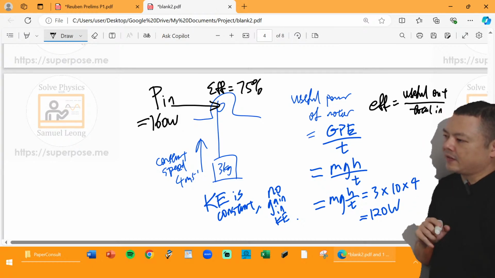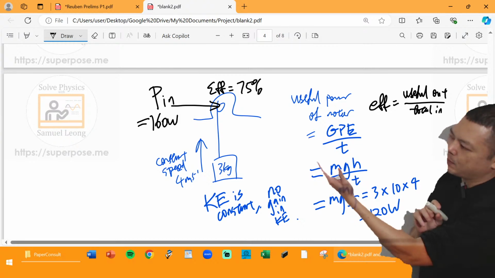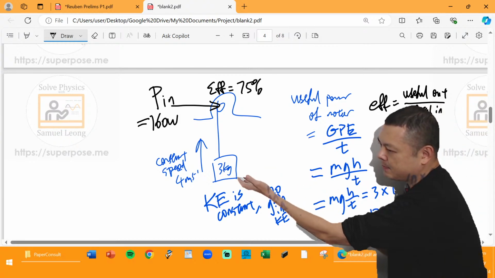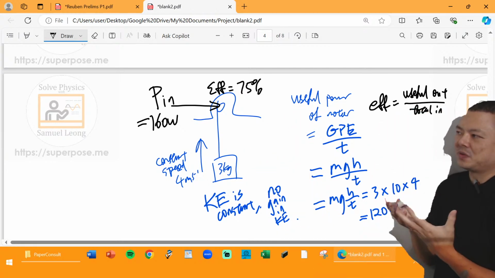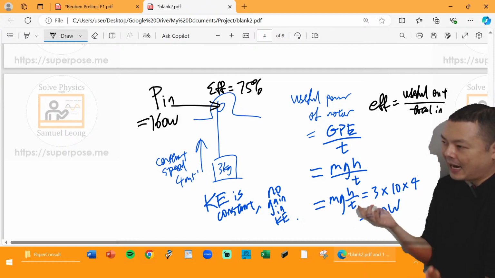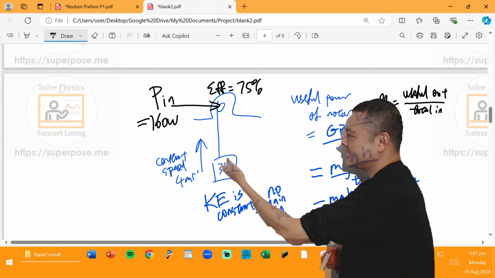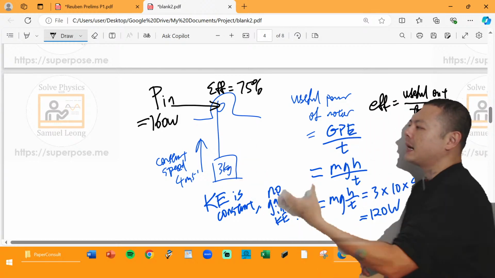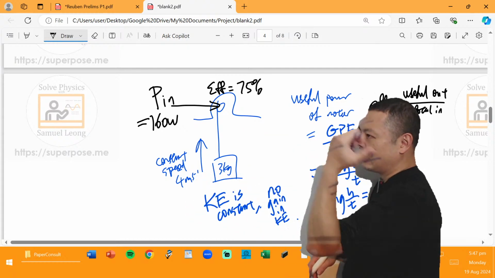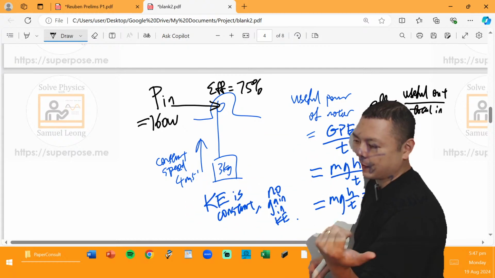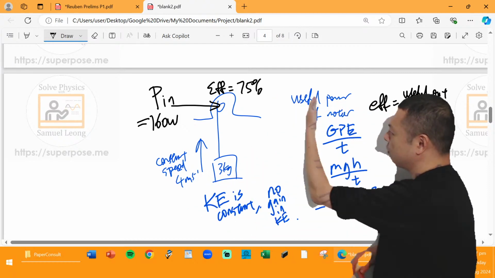It takes a bit of skill for students to understand what is meant by useful. If you look at a motor like this pulling this crate up, what's considered useful? The usefulness is pulling it up, the fact that it gains GPE. That's the useful work done. But the useful work done doesn't include KE because there's no gain in KE here. Other than in the question we just did from your paper, where there's a gain in KE, so we consider all these as useful power.